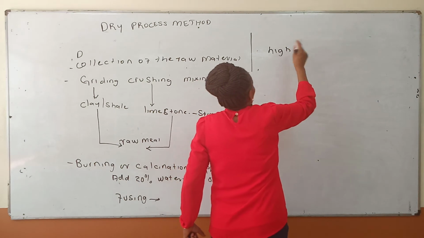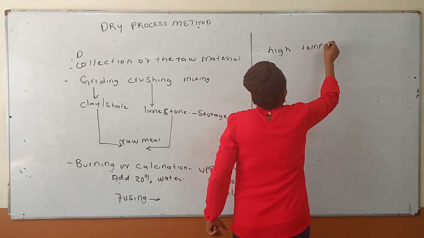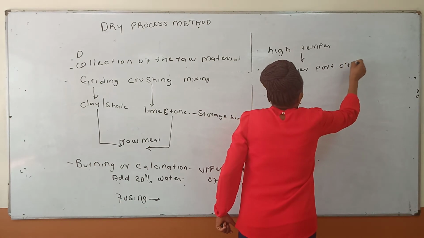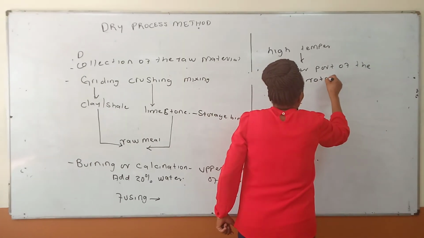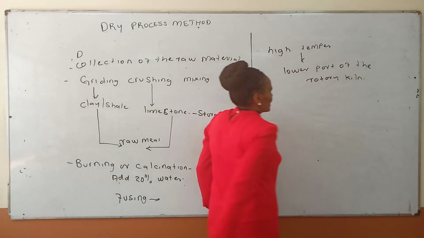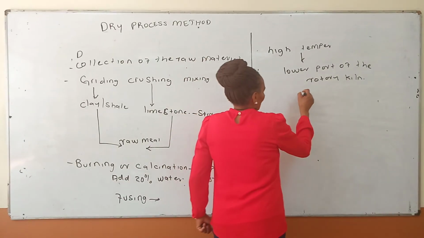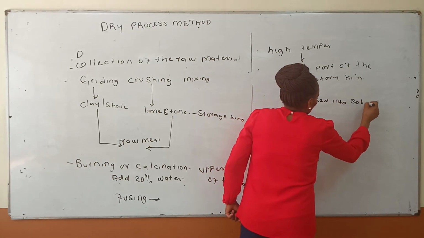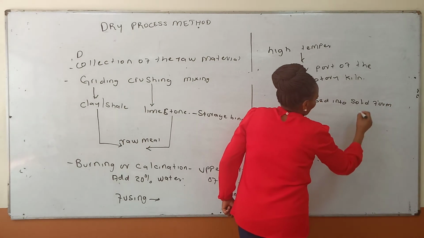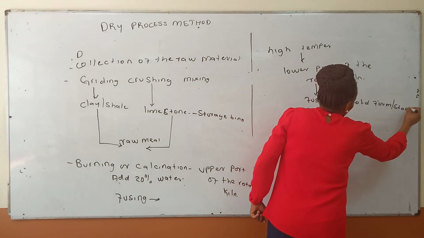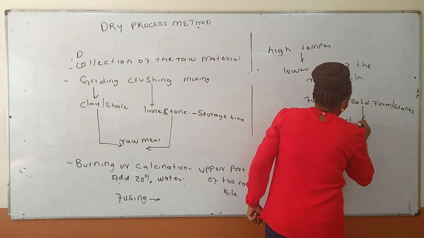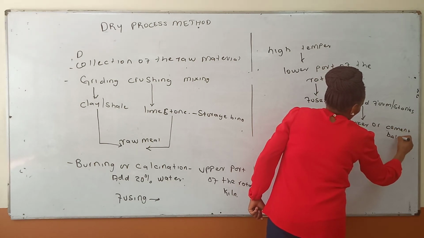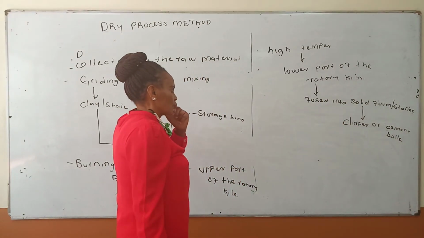It encounters very high temperatures. So by the time it reaches the lower part of the rotary kiln, it has already fused into solid form, into stones, and we call this clinker, or cement balls.